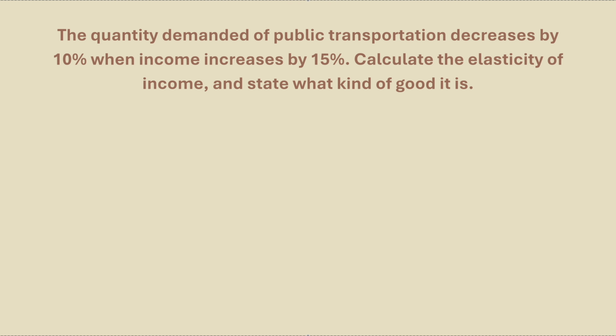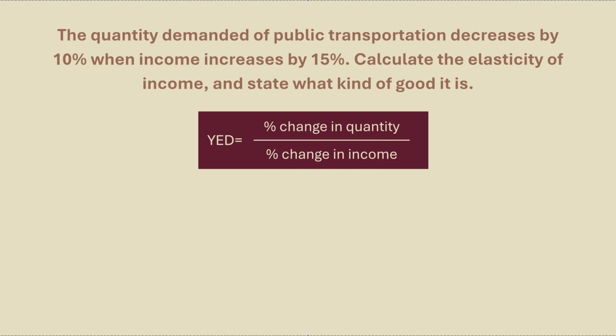Suppose the quantity demanded of public transportation decreases by 10% when income increases by 15%. Calculate the elasticity of income and state whether it is an inferior or normal good. In this case, the percentage change in quantity is negative 10%, over the percentage change in income, which is positive 15. Negative 10 over 15 equals negative 0.67. YED is negative, so public transportation is inferior.